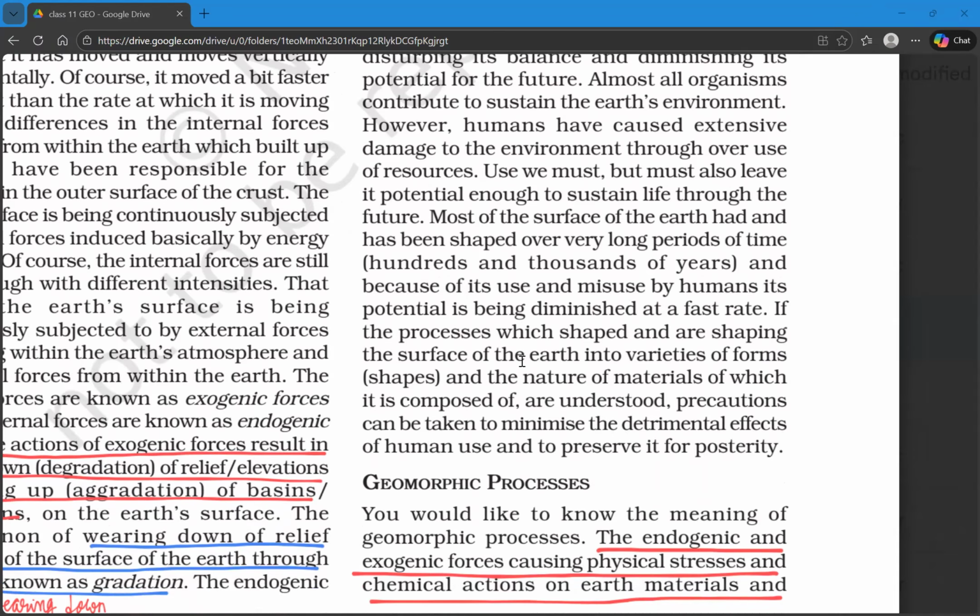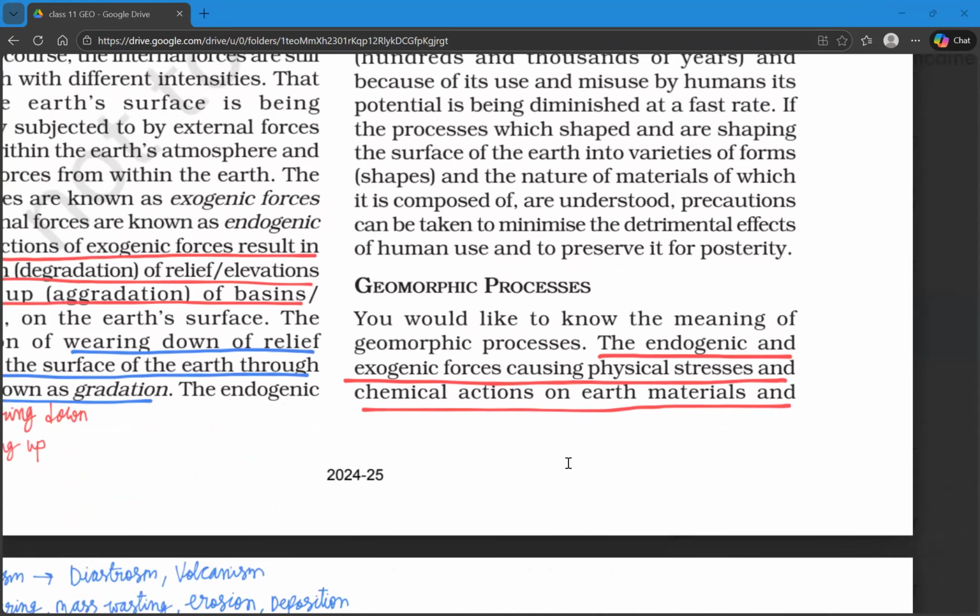If the processes which shaped and are shaping the surface of the Earth into varieties of forms, and the nature of materials of which it is composed, are understood, precautions can be taken to minimize the detrimental effects of human use and to preserve it for posterity. So what is it telling? If we know what the Earth is composed of, and if we know what processes are currently shaping the surface of the Earth, we can take precautions accordingly to minimize the detrimental effects of human use.